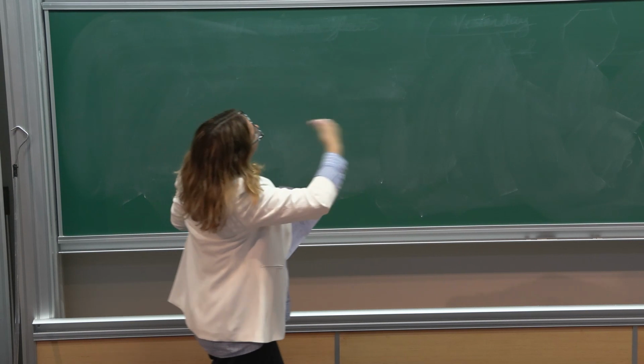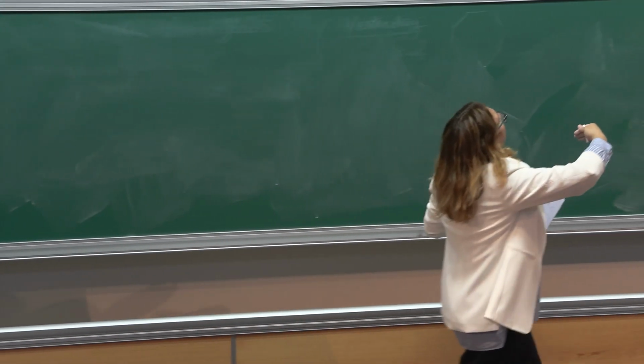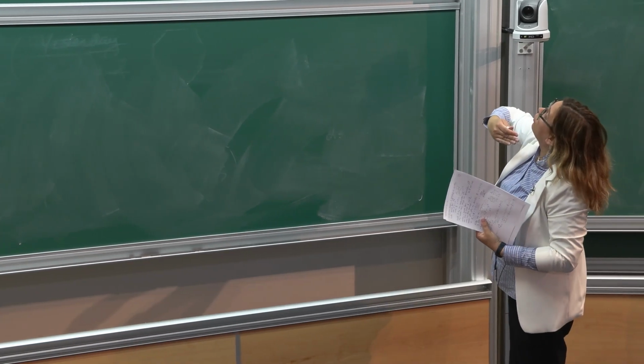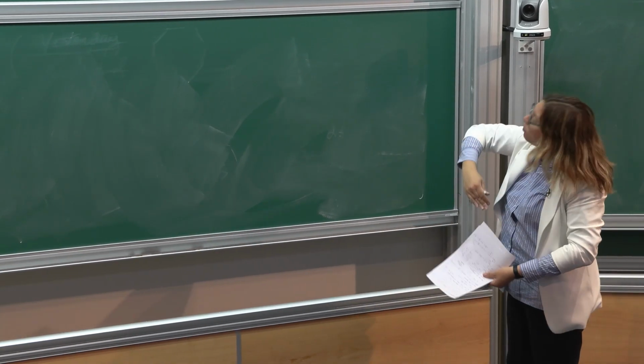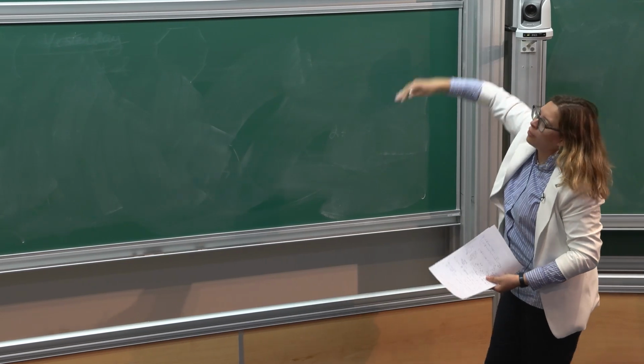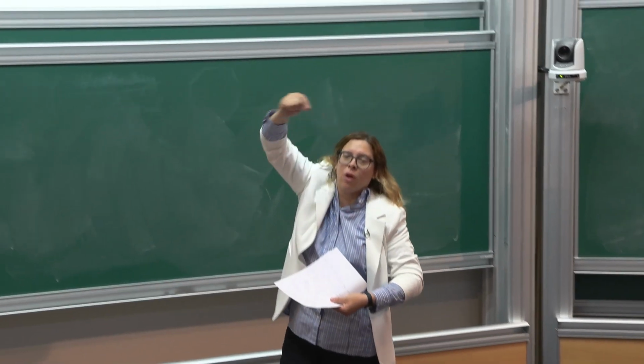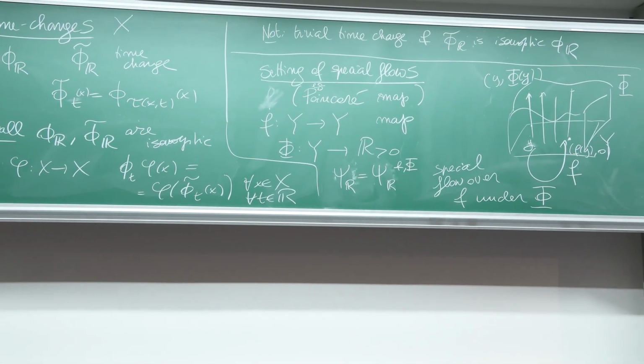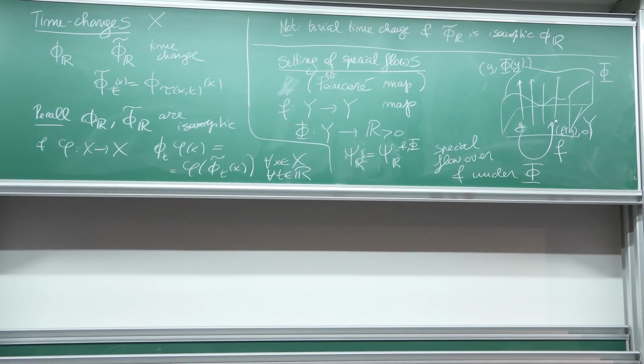And again, if your map is a Poincaré section of a flow, it's a general construction. You can represent your flow as a special flow over the Poincaré map, and the roof will be the return time. So it will tell you how long it takes you to come back to the section. So it's a quite standard construction, and we defined it last week.